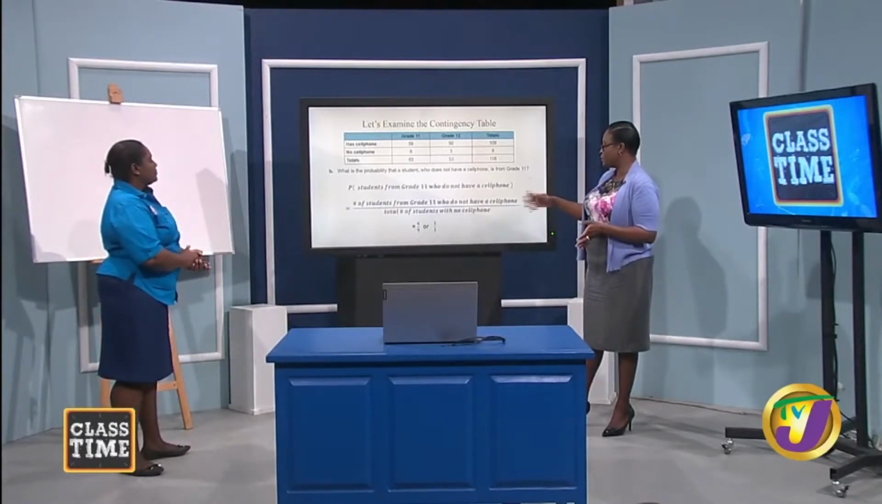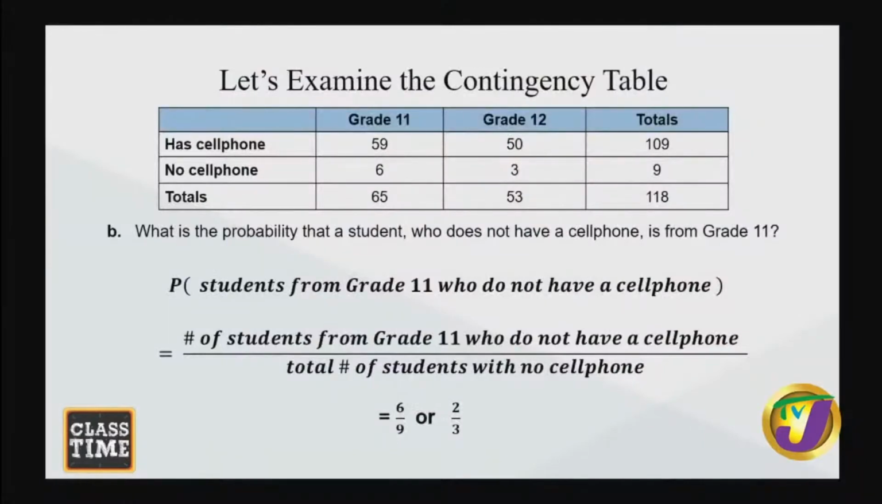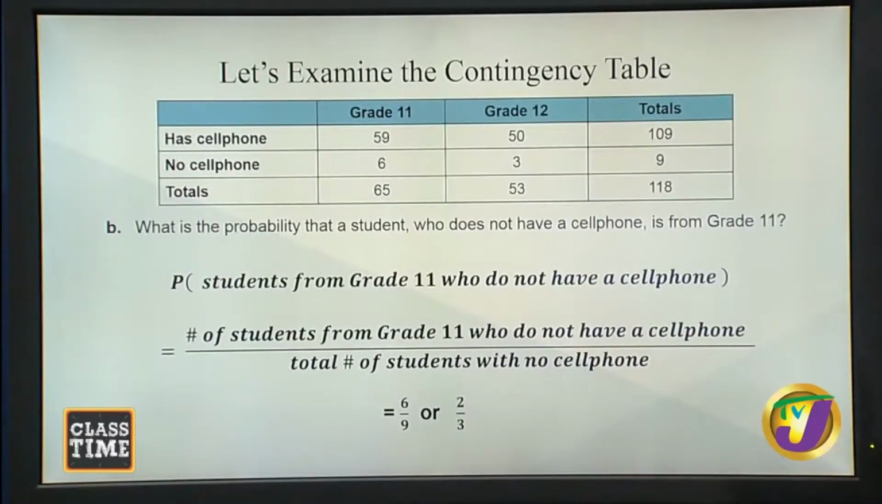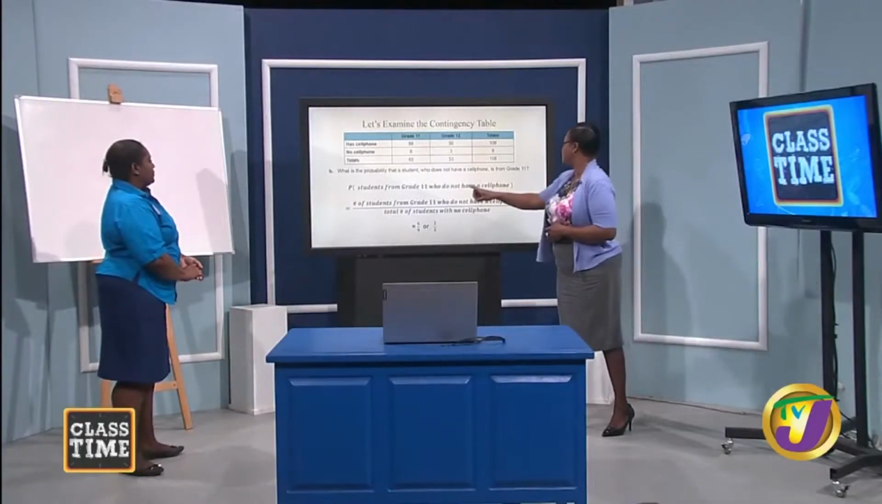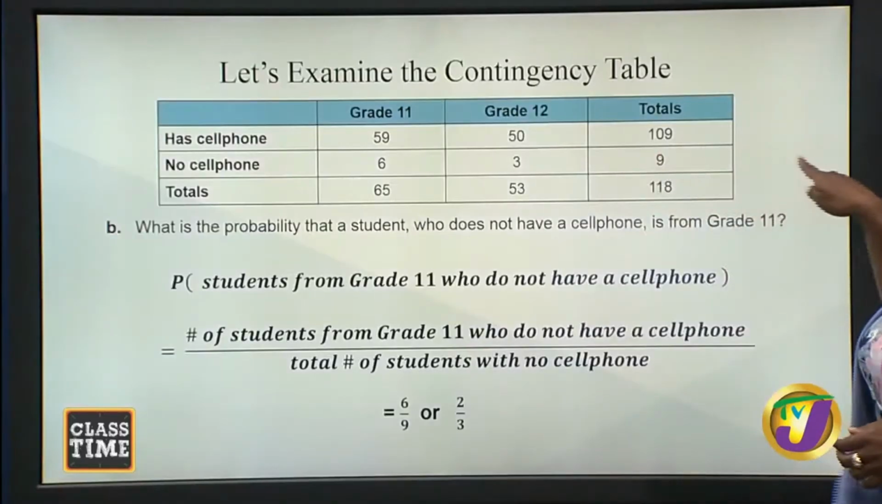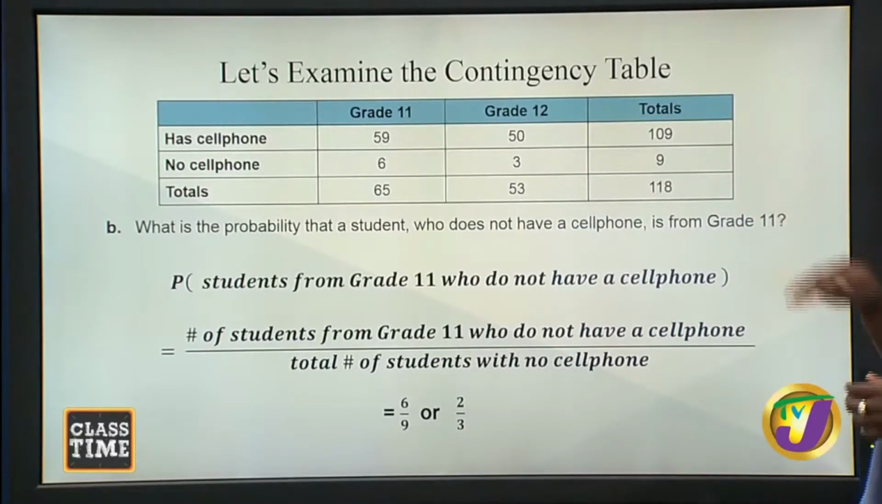So that information is represented here. But hold on, the total number of students who do not have a cell phone, the total number of students with no cell phone. Oh, wow. Interpretation of the contingency table. The total number of students who do not have a cell phone is 9. So we are not just referring to the grade 11 class alone. We are referring to the total number of students with no cell phone.